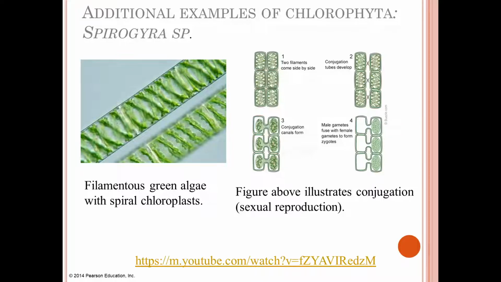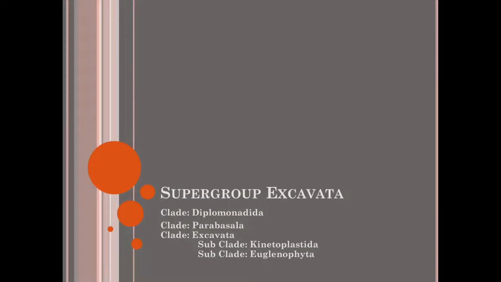Okay, so that means that we can move on, and we're going to go then and look at the next supergroup, which is the supergroup Excavata. Okay, so for this supergroup Excavata, the name comes from the fact that they all have what's called an excavated feeding groove in their cell. And if you excavate something, you're kind of cutting it out. So it's just a space somewhere in the cell, maybe under the membrane, for example, that is going to act as a feeding groove, quote unquote, a mouth. And so that's the common characteristic that we see in this group here.